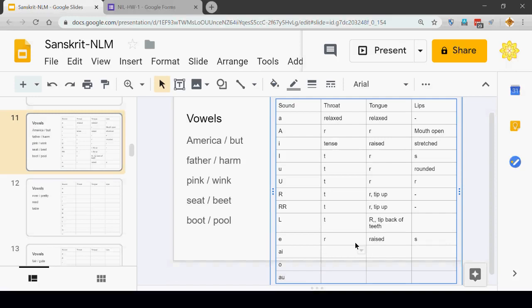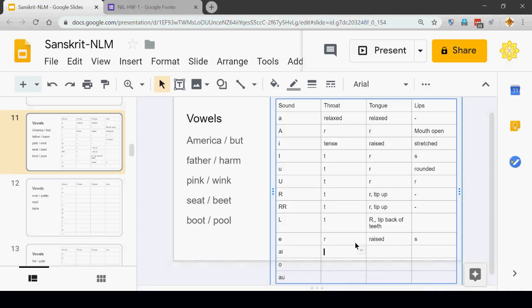Again, because it is a combination of A and E. When we start with A and change it to E, it is a mixture. The tongue is raised but throat is relaxed, and lips are stretched. A is a short vowel, like in America. Short is not long like father. And E is also short, like pink. E is also considered a short vowel, it's not elongated.